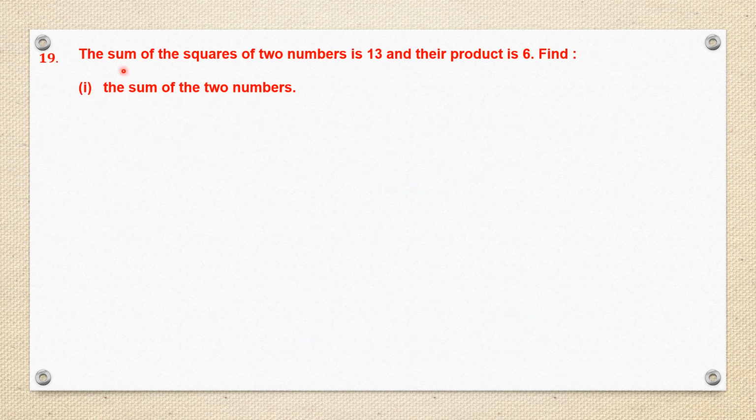Question 19. The sum of the squares of two numbers is 13 and their product is 6. Find the sum of the two numbers. Okay, so here let's consider the two numbers to be x and y. And here it says the sum of the squares of the two numbers is 13. Squares means the numbers x and y, so x square plus y square is equal to 13. This is what is given to us.